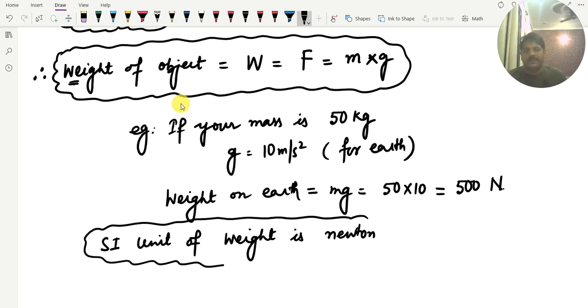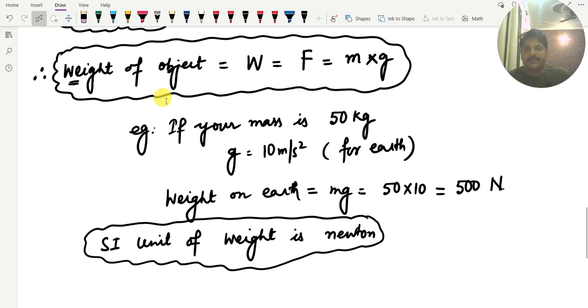Weight is equal to mg, and the second thing is weight has the same unit as that of force. So force is equal to ma. In the second chapter you must have read Newton's law of motion. The second law says force is equal to mass into acceleration. Just here in place of a we are writing g.